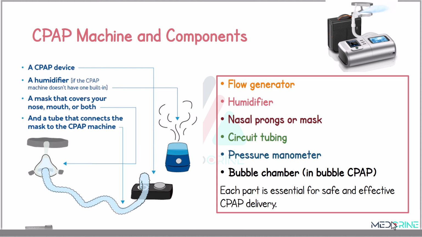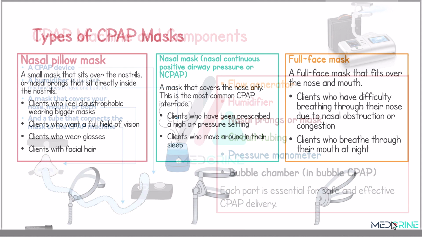A CPAP machine consists of several essential components, which include a flow generator, a humidifier, nasal prongs or a mask, circuit tubing, a pressure manometer, and a bubble chamber in bubble CPAP. Each component plays a vital role in ensuring effective and safe CPAP therapy, from maintaining the airway pressure to improving patient comfort.